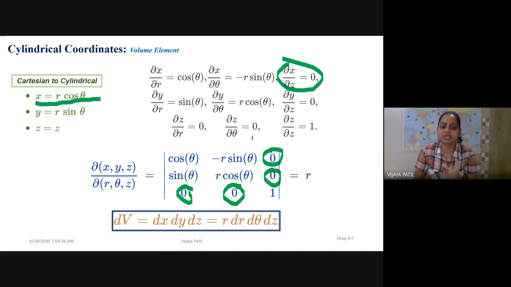After that, we get dV as dx dy dz equals r dr d theta dz. Now, if you remember what we did in polar coordinates, the area element of polar was dx dy equals r dr d theta. What has been added is this dz. Since z remains the same in both systems, dz also does not change in the volume element. If dz is added to dx dy, similarly dz is just multiplied with r dr d theta.